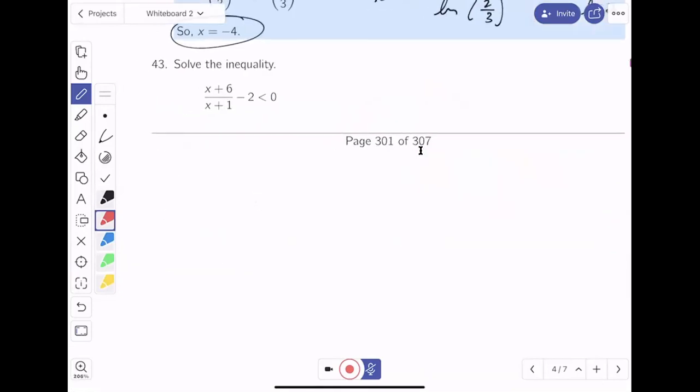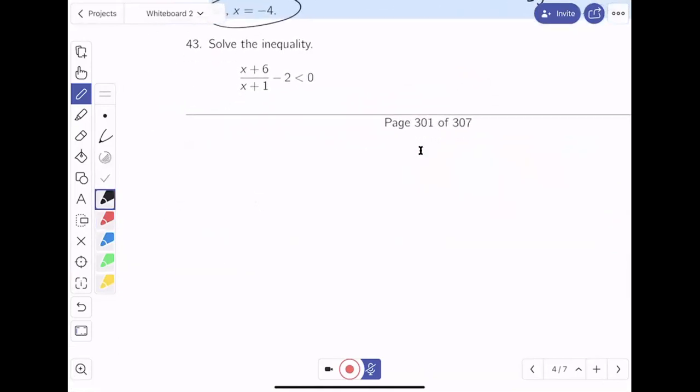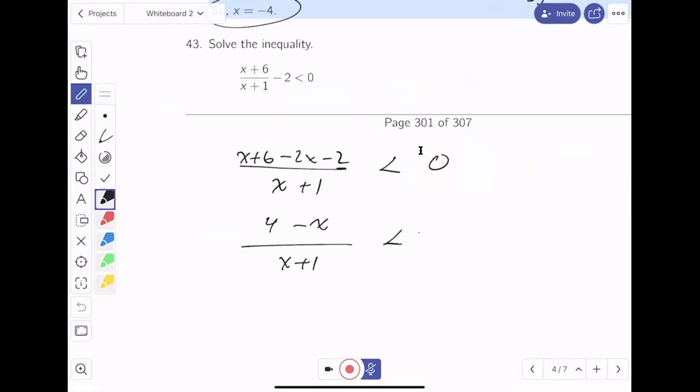All right, let's go to number 43. Relatively simple question. And again, I appreciate when they're simple because it's easy for me to do it without much thought. All right, so it's going to be x plus 6 minus 2x minus 2. We have an answer key too, by the way. This would be 4 minus x over x plus 1.